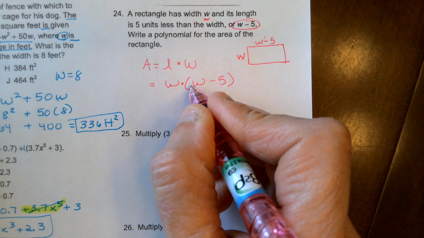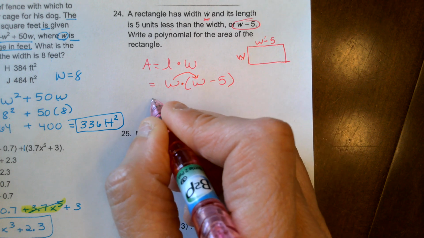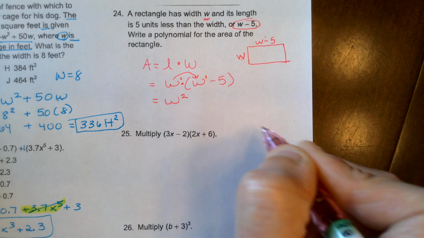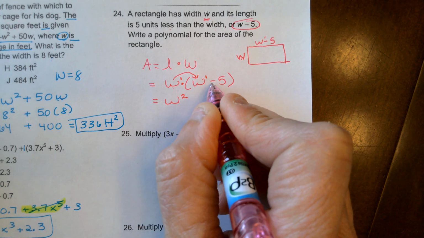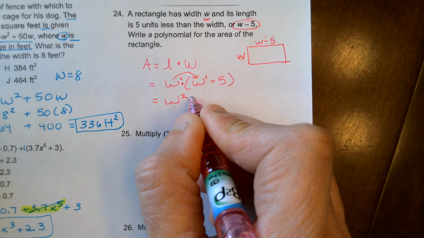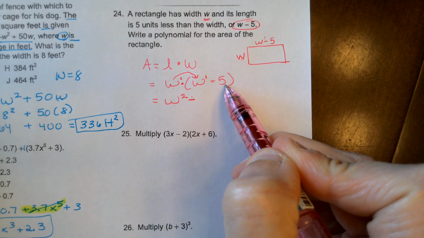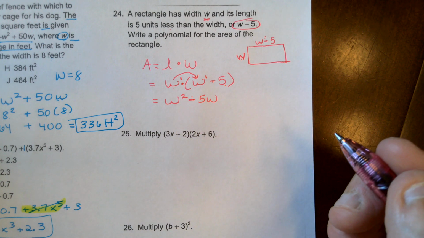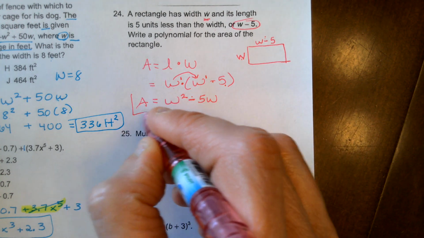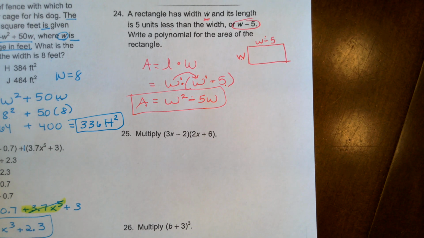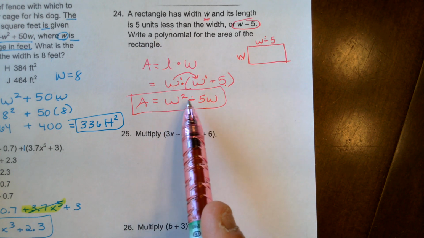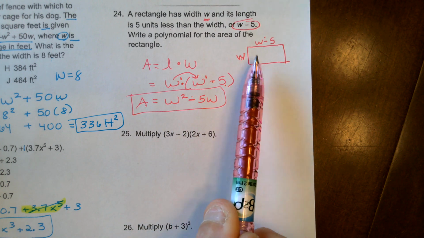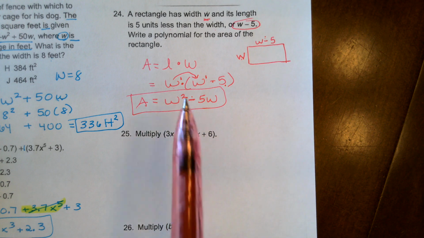Okay, we're distributing. W times W is W, what? Add the powers, to the second. Minus W times 5. And we write the number first, 5W. That's it. A equals. Okay, so did we do it right? A polynomial. Yep, that's a polynomial for the area of this rectangle. This times this. Done.